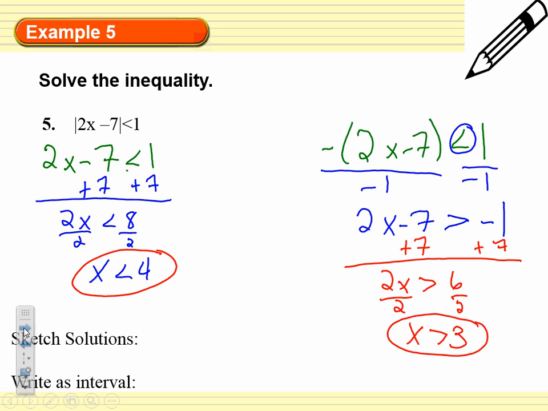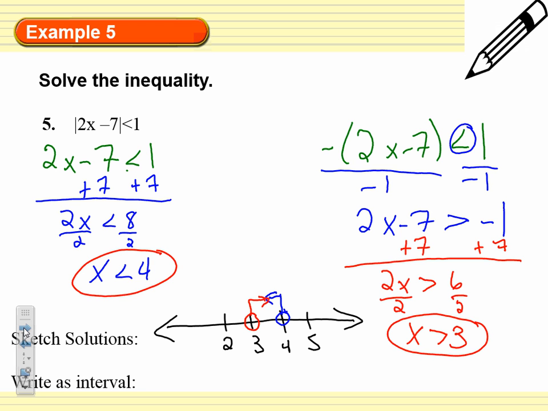Now I need to go about graphing it. So if I set up my graph, I've got 2, 3, 4, 5. x is less than 4. So I have an open circle at 4. I'm going to go to the left. Then x is greater than 3. So at 3, open circle, going to the right.